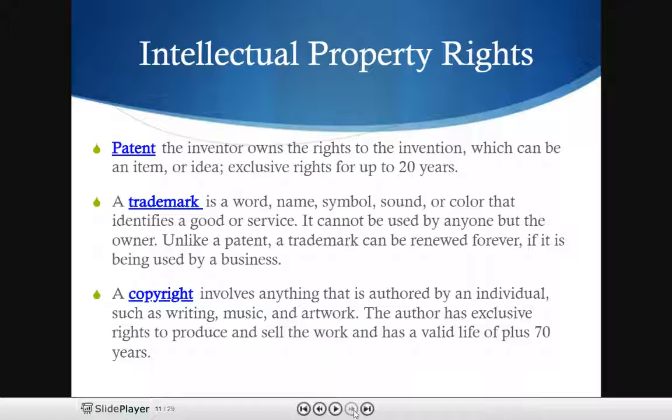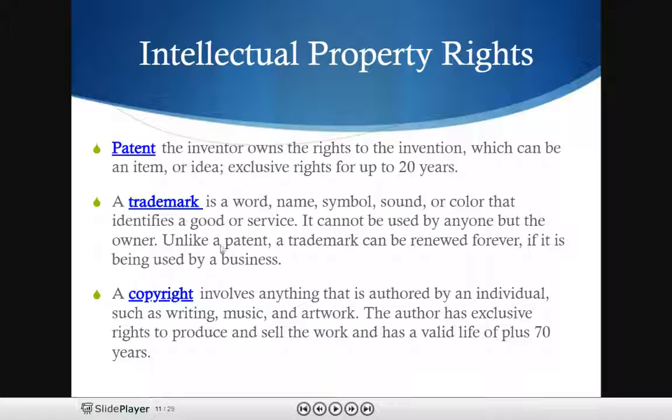More intellectual property rights. Patent: the inventor owns the rights to the invention, which can be an item or idea, exclusive rights for up to 20 years. Okay, after that, it's a different story. A trademark is a word, name, symbol, sound, or color that identifies a good or service. It cannot be used by anyone but the owner. Unlike a patent, a trademark can be renewed forever if it is being used by the business. For instance, you have the Nike Swish, you have the McDonald's Arches.